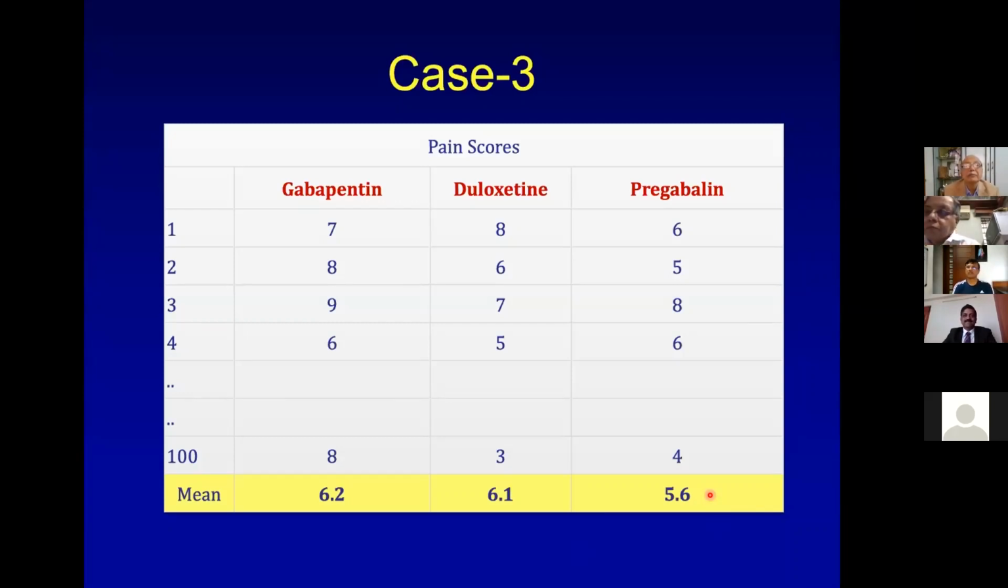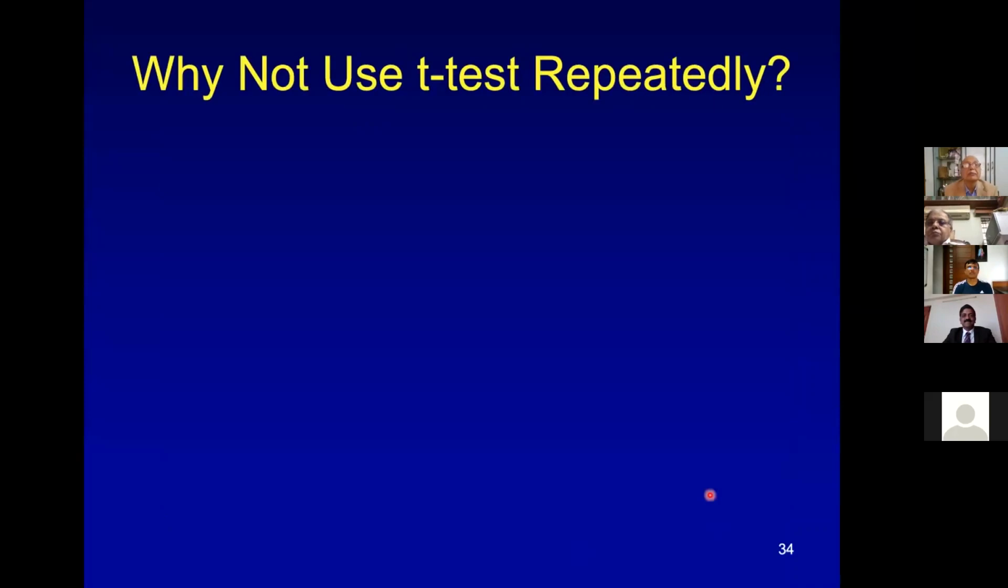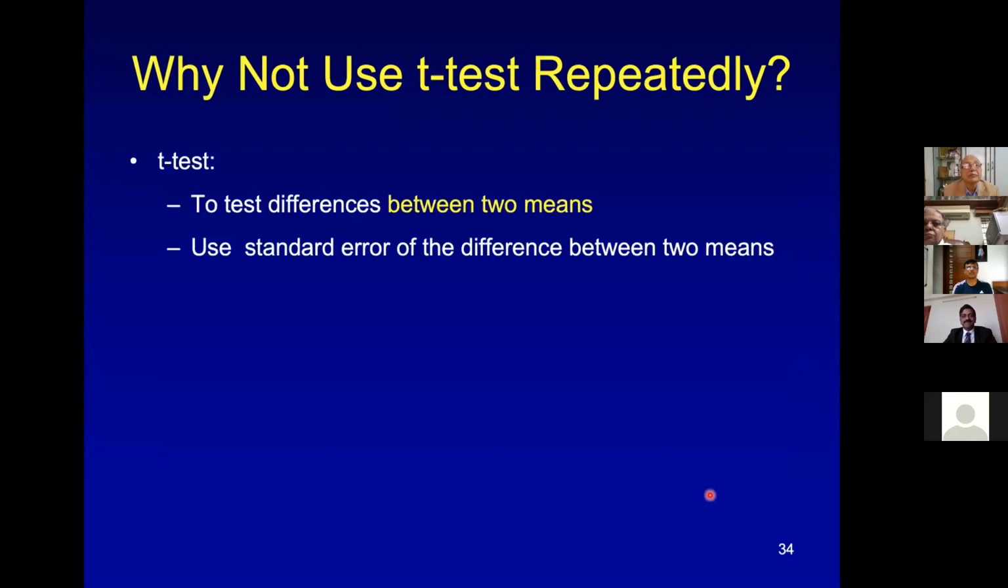So how do I analyze this? Why don't I use what I just heard, which is using the t-test repeatedly? Can I do A versus B, A versus C, and B versus C? Why can't I do this? There's a problem. The t-test is used to test the difference between two means, and also the standard error of the difference between the two means. We leave that for now. The problem is in the next section, conducting multiple t-tests. It's not wrong, but there's a problem here.